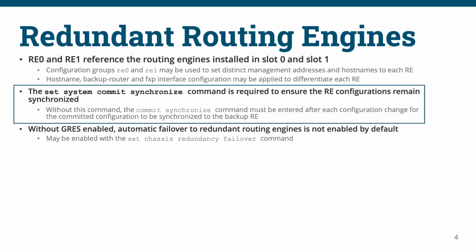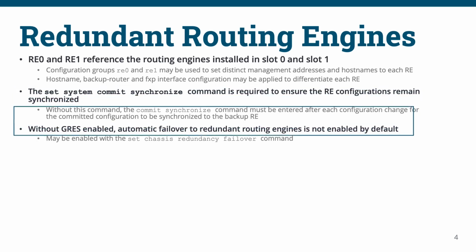Next, it's important that if you have a Junos device with redundant REs, that you apply the set system commit synchronize command. This is required to have Junos automatically synchronize the configuration database between the routing engines. Without this configuration command set, you must use the commit synchronize command to force Junos to synchronize the configuration states.